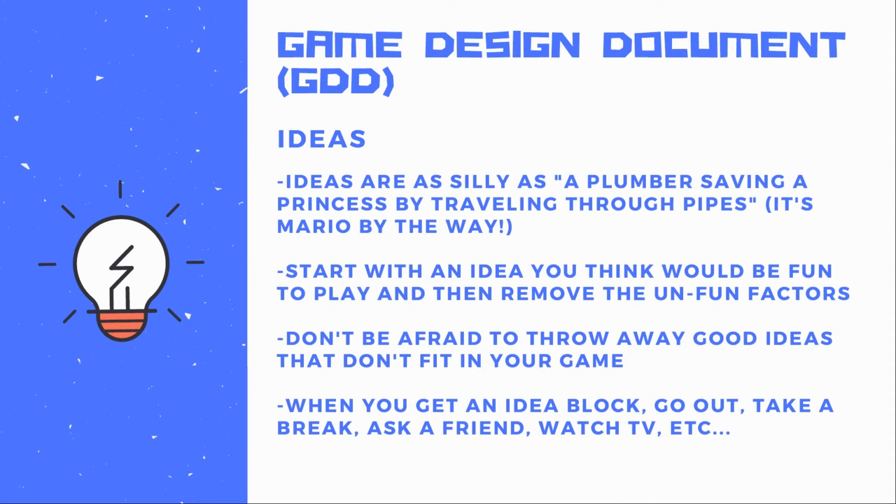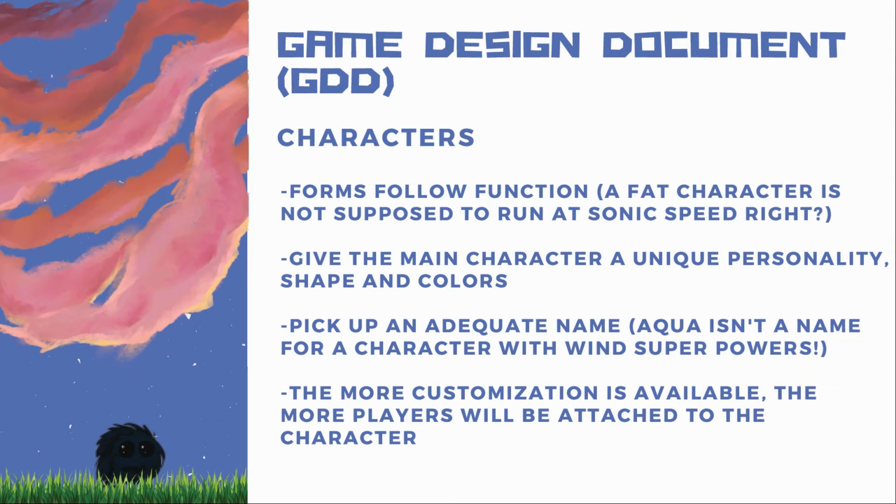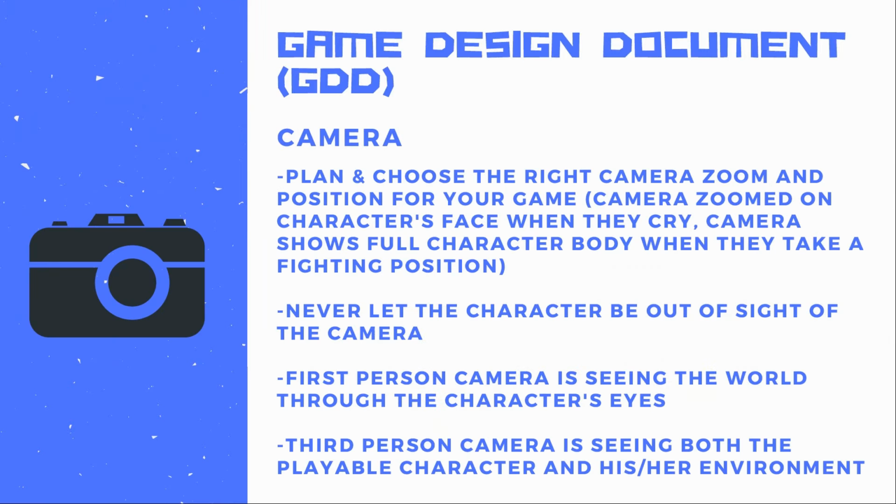We already talked about the ideas, the story, and now we are going to talk about the camera. You need to plan and choose the right camera zoom and position for your game. For example, if we had a character that was crying, we obviously need to zoom the camera on his face to give this crying and emotional scene more importance. The camera shows the full character body when they take a fighting position, and this is done to show the fighting and the action in detail. We should never let the character be out of sight of the camera, so the player can always see the playable character.